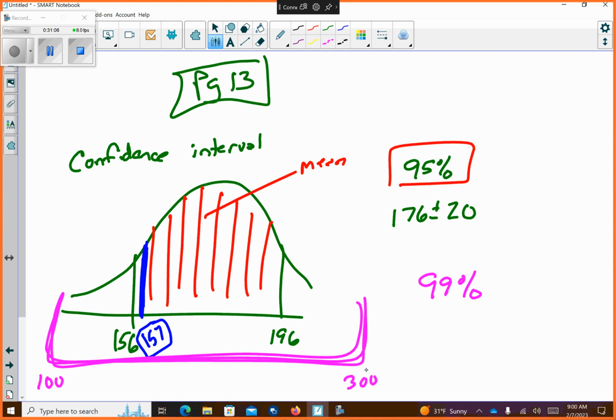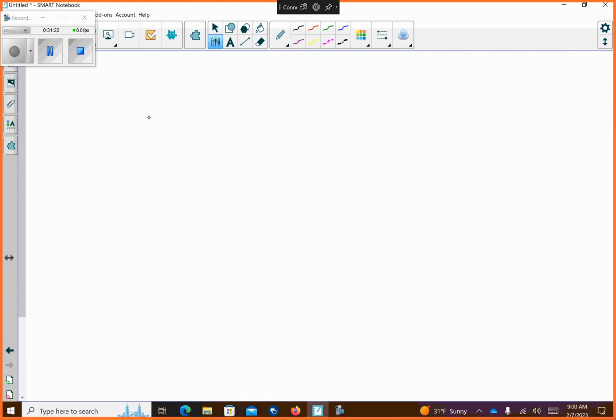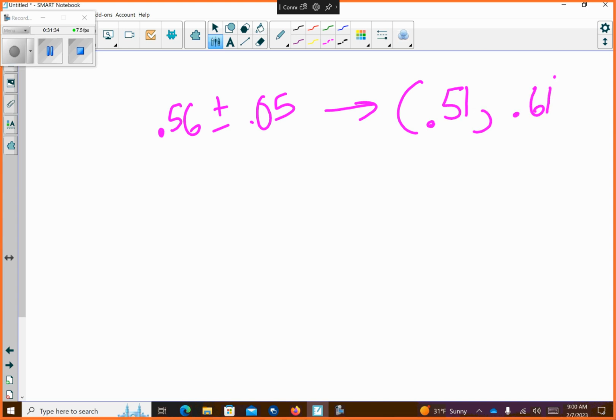Okay, let's assume that this is on the next page, page 14. Let's assume that the owner of a major store chain wants to know the percentage of people who enter the store who make a purchase. The owner wants a 90% confidence interval and collects data as needed. The result of this test is 0.56 plus or minus 0.05, which is basically this as a confidence interval. And they said that this person is 90% sure that people are going to fall within that.